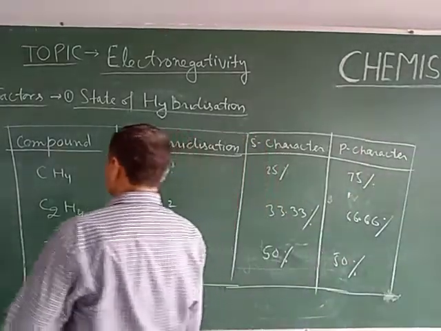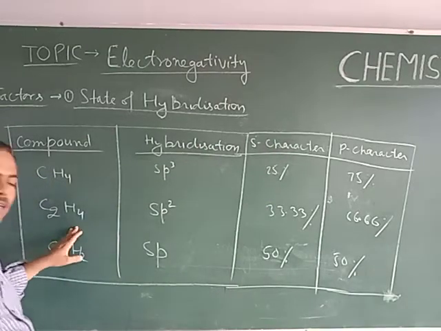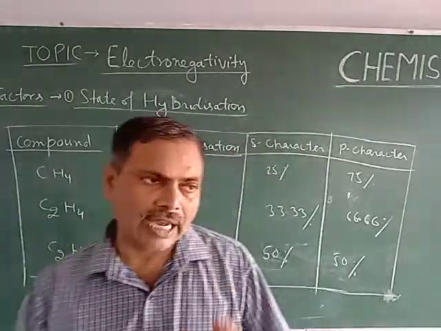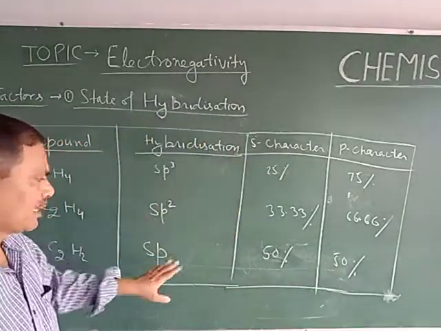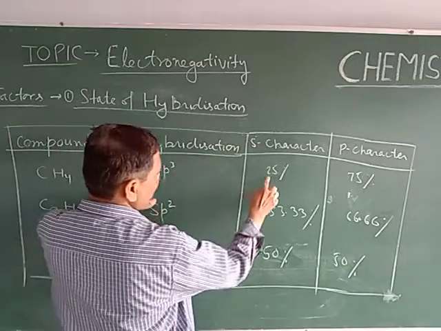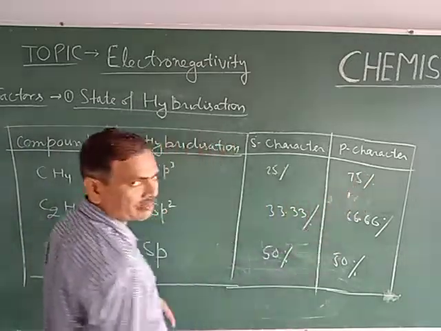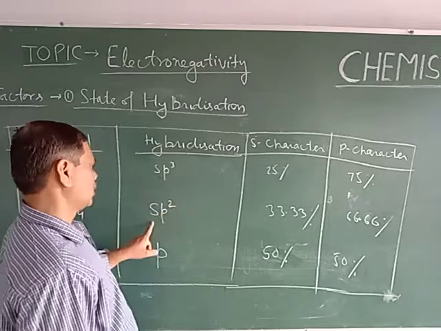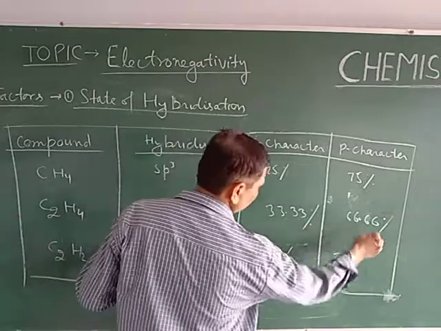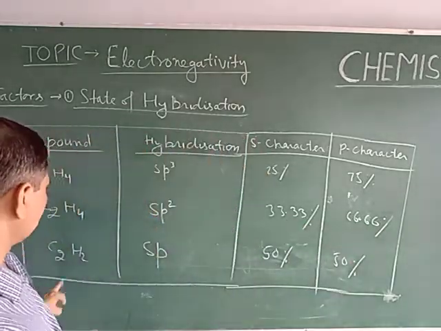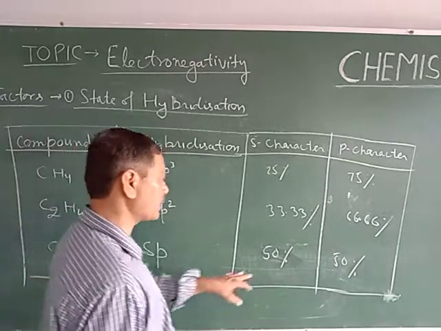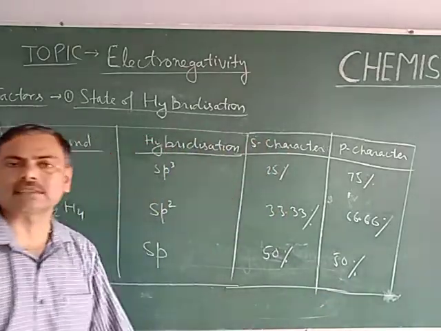Students, this is a chart of some compounds: methane, ethylene, and acetylene. Alkane, alkene, alkyne, and the hybridization present in the compounds is sp3, sp2 and sp. Total 100%. sp3 means s character 25% and p character 75%. sp2, 100 divided by 3, you can say 33% s character and 66.66% p character. In acetylene or alkyne, sp hybridization has 50% s character, 50% p character.